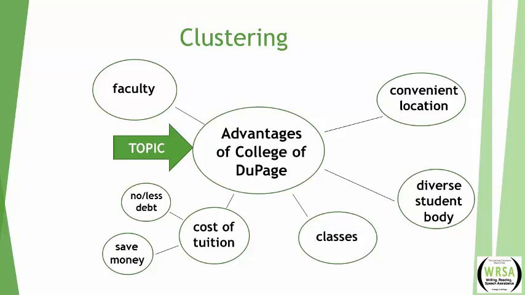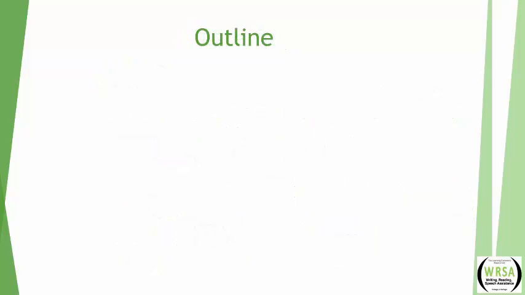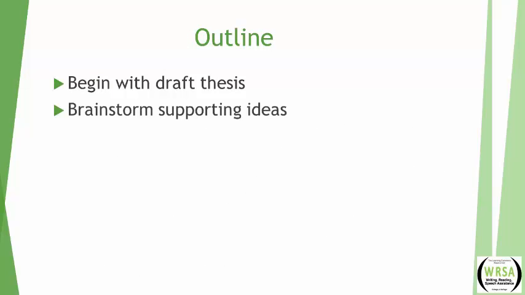So this is just an example of what a cluster would look like as you're generating ideas for how to write a paper about the advantages of the College of DuPage. Another technique you might use is outlining. We begin with our draft thesis, and then we start to brainstorm and organize any potential supporting ideas.